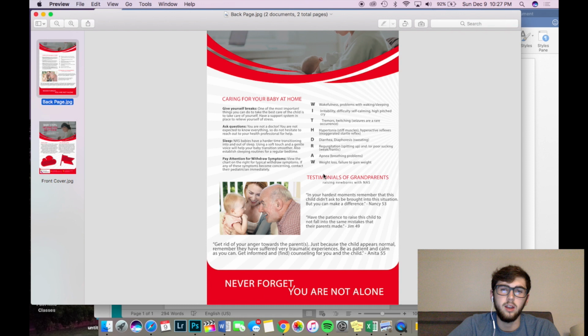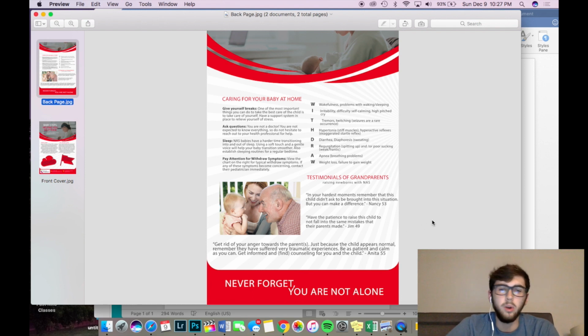I focused on four main points there, with a kind of acronym type thing to help them hopefully remember some key things. And then at the end, I did a testimonial from grandparents, my aunts and uncles, Nancy, Jim, and Anita, who have experienced the same thing. I used Anita's quote. I put it at the bottom, but I made it the biggest because I think it was the strongest.